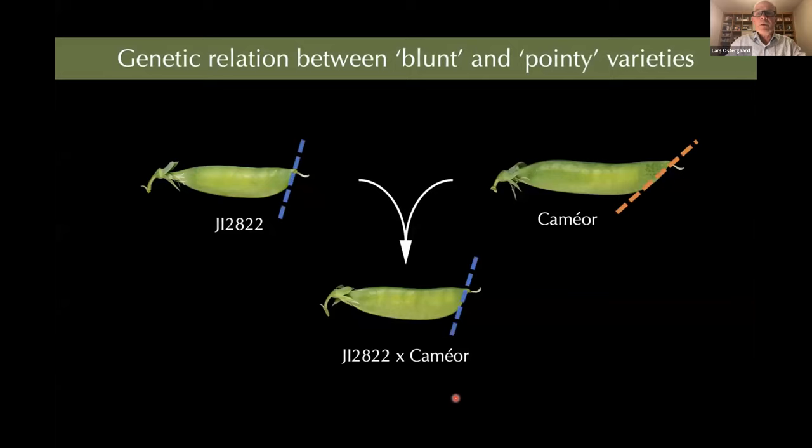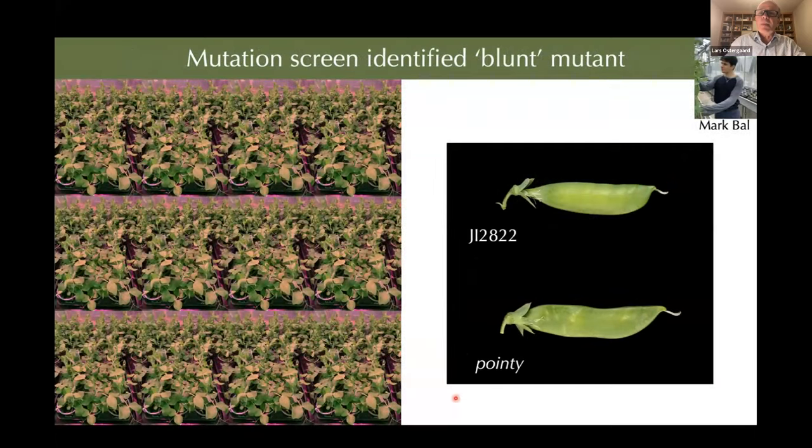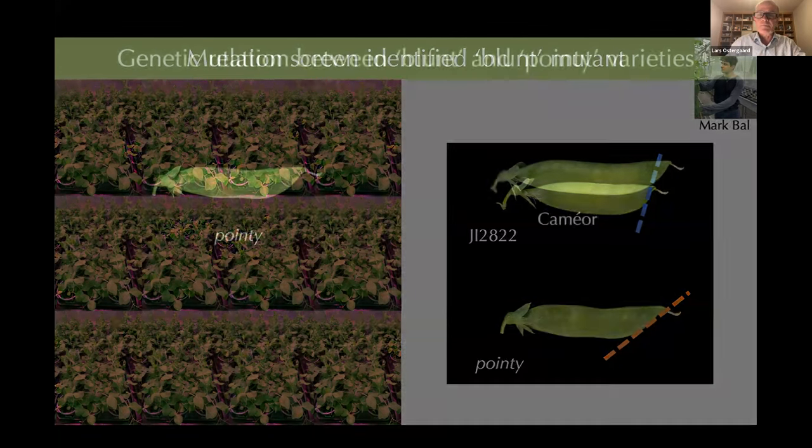So you can see that I've just indicated that here with different colored lines, the bluntness versus the pointiness. So Mark Bell in the lab did a screen of a mutant population in JI2822, and he found one line that showed pointy pods, as you can see here, the bluntness of the wild type JI2822 compared to the pointiness of this mutant here. And that, of course, provides a fantastic tool now to try and understand what the gene is that is mutated in pointy to give that particular shape.